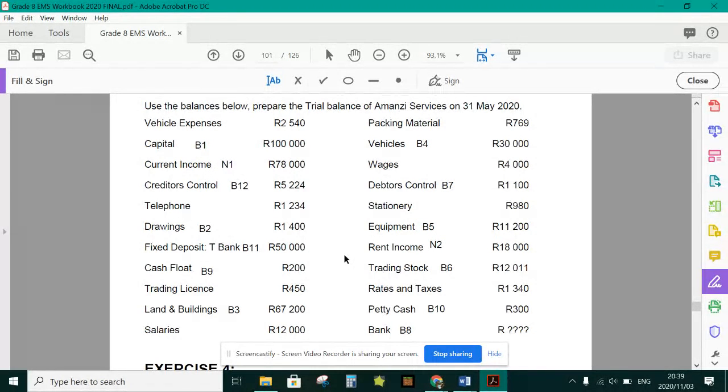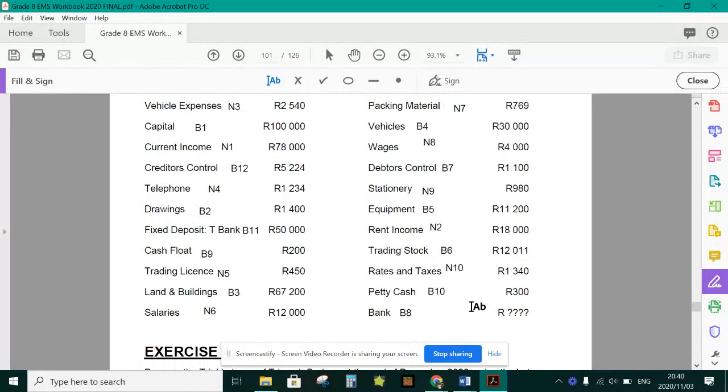Whatever's left over is an expense. So we can go N3, N4, N5, N6, N7, N8, N9, and N10. Okay, so now we've decided the order of our accounts.